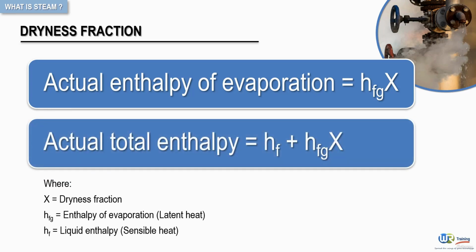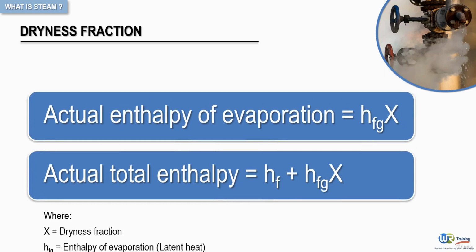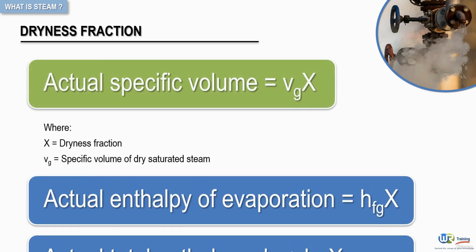Because the specific volume of water is several orders of magnitude lower than that of steam, the droplets of water in wet steam will occupy negligible space. Therefore, the specific volume of wet steam will be less than dry steam. The actual specific volume is given by the following equation, where v_g is the specific volume of dry saturated steam.